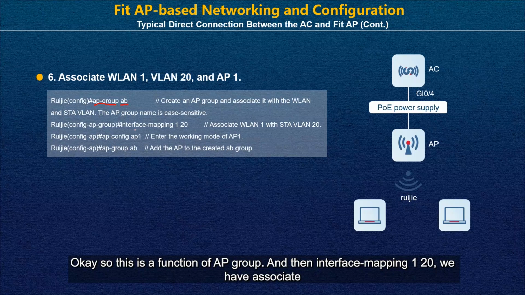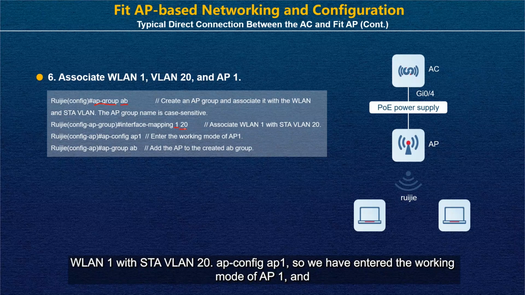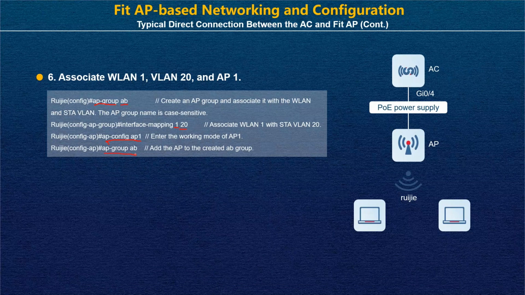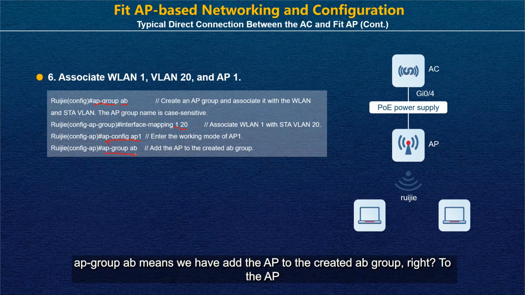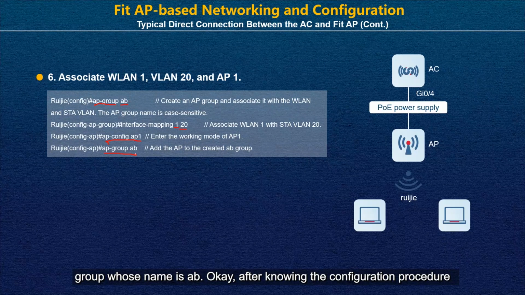And then interface mapping 1 20, we have associated WLAN 1 with STA VLAN 20. AP config AP1, so we have entered the working mode of AP1, and AP group AP means we have added the AP to the created AP group, right? To the AP group whose name is AP.